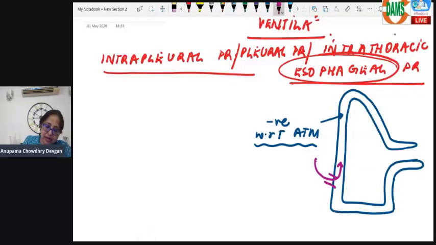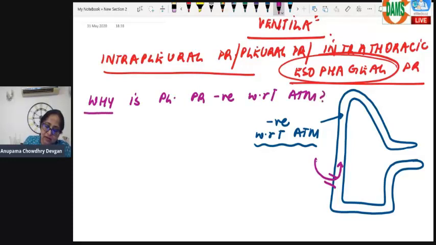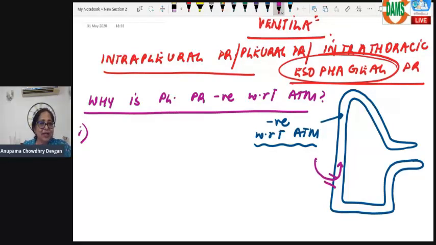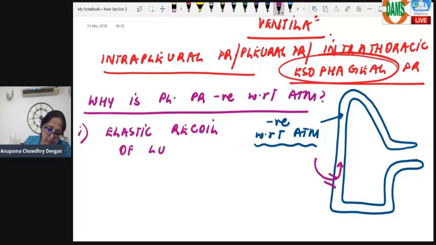Now, why is pleural pressure negative with respect to atmosphere? Number one, the reason it is negative is the elastic recoil of the lungs, and the elastic recoil of the chest wall.